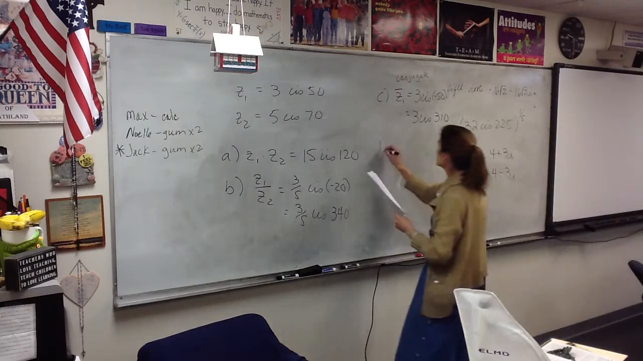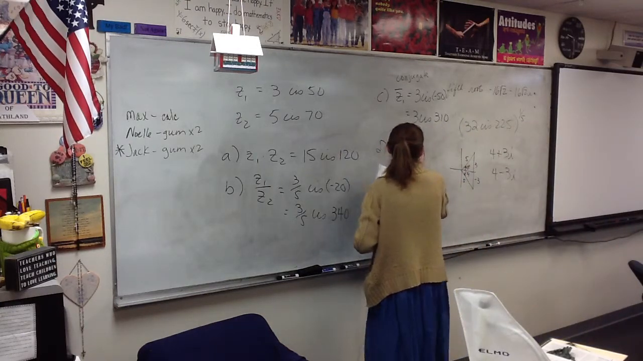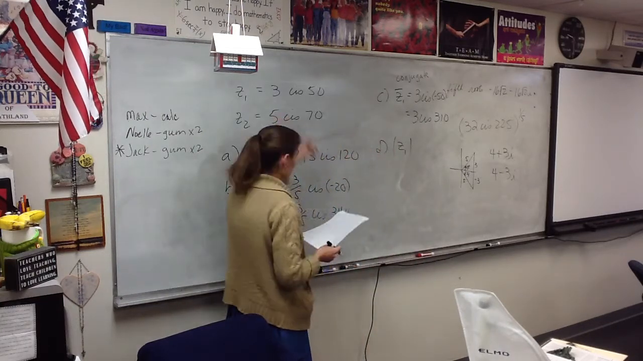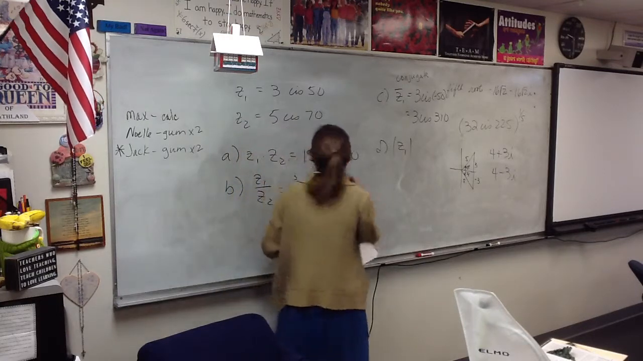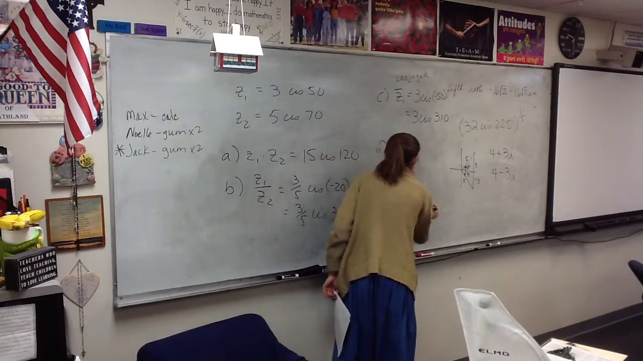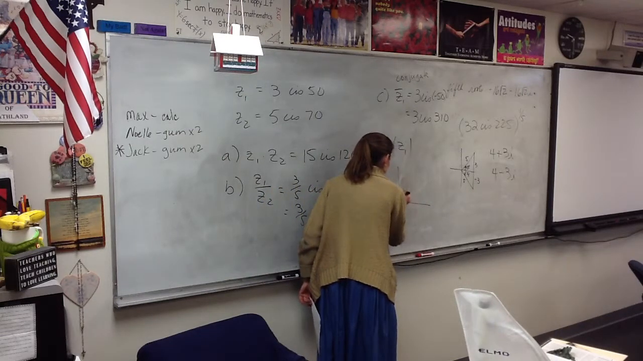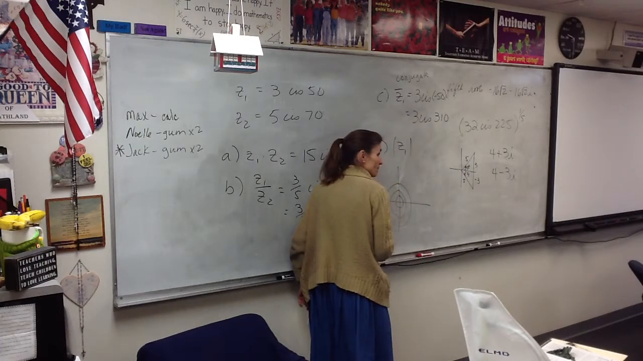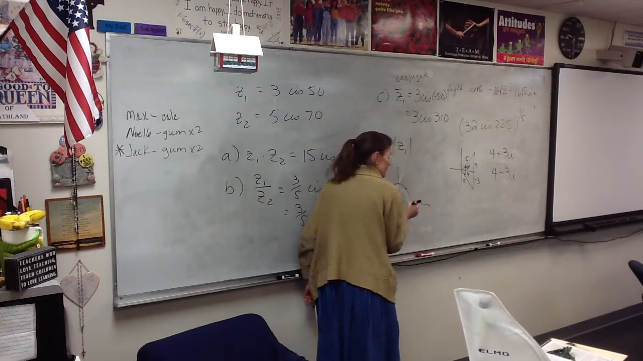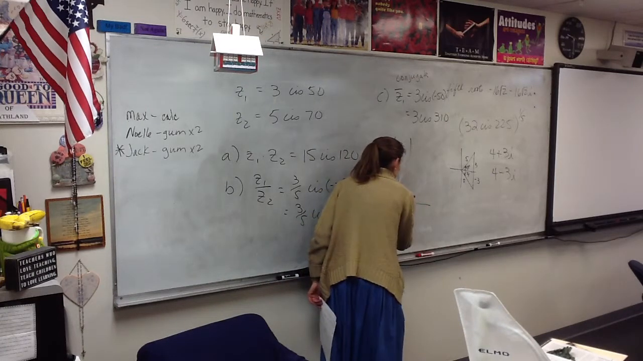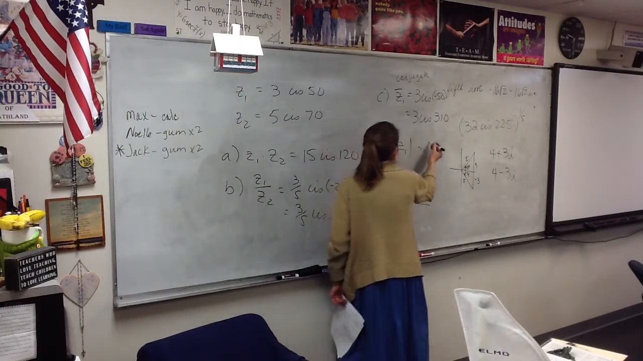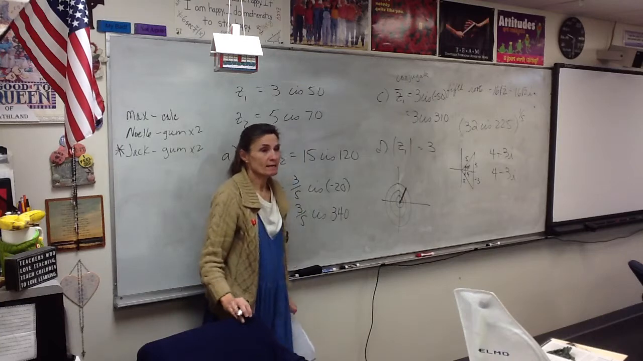And then, what does this notation always mean? Magnitude, length. So let's go back to Z sub 1, which is 3 CIS 50. If you graphed that number, it would be on the circle with a radius of 3 at an angle of 50. So it would look like this. How long is that number? 3. The magnitude is just the radius.